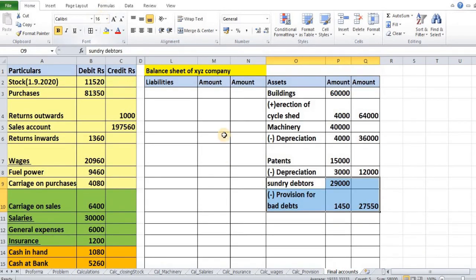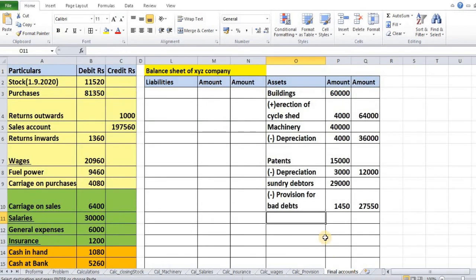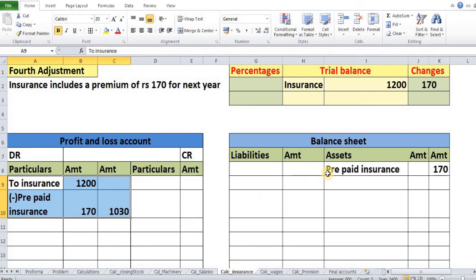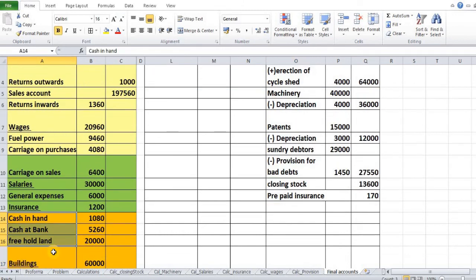Our next adjustment is the closing stock amount. We'll copy the closing stock amount from the working tab. Our last adjustment on the asset side is insurance. I will copy that also from the working tab. Now we'll see the accounts that don't have any adjustments for the asset side. Those are cash in hand, cash at bank and freehold land. Now we'll mention these on the asset side of the balance sheet along with their respective amounts in the outer column.